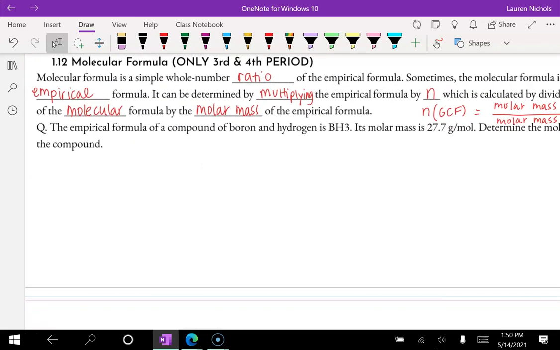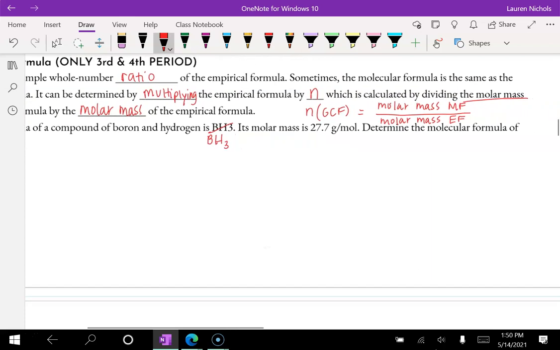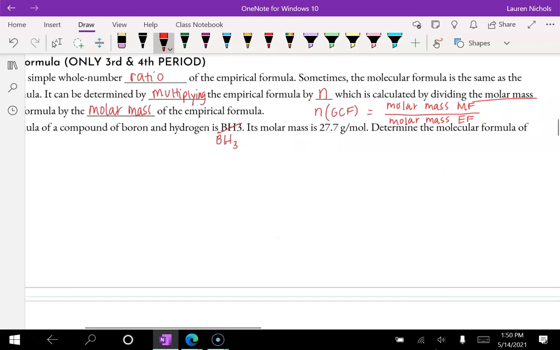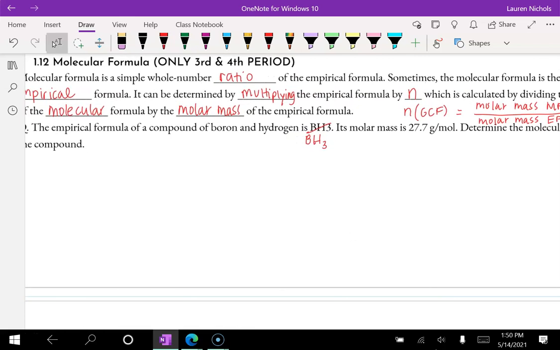It says the empirical formula of a compound of boron and hydrogen is BH3, and that should have a subscript. That should be written like this, BH3. Its molar mass is 27.7 grams per mole. Determine the molecular formula of the compound. Okay, so we've got a compound, and its molar mass is 27.7. So what they're saying is that this is the molar mass of our molecular formula.